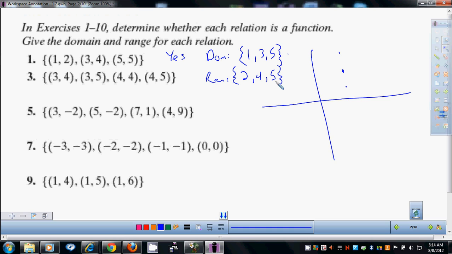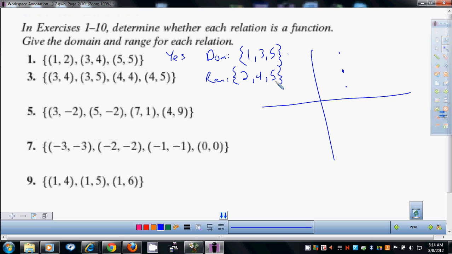Now, if you have the same thing occurring more than once, you can just list it once. So it would just be -2, 1, and 9. You don't have to write it multiple times. Very good. Number 7. Terrence.